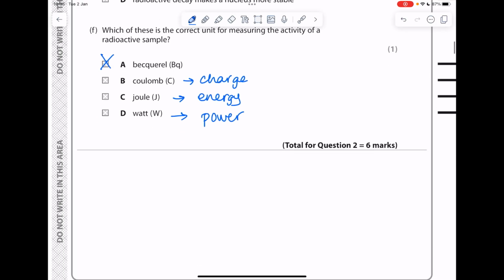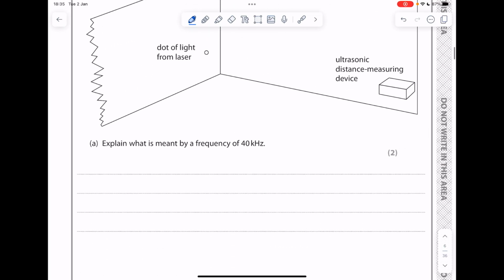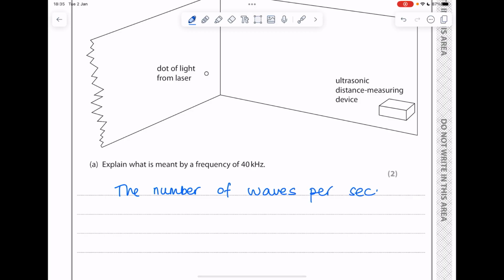This is power. An ultrasonic distance measuring device can be used to measure the length of a room. The device emits a pulse of sound with frequency of 40 kilohertz. The device also emits a bright beam of red visible light. Explain what is meant by the frequency of 40 kilohertz. So frequency means the number of waves per second, and then connect it with that 40 kilohertz is 40,000.